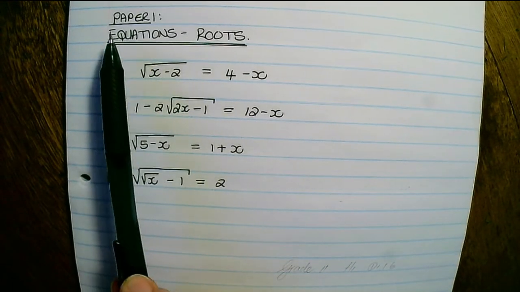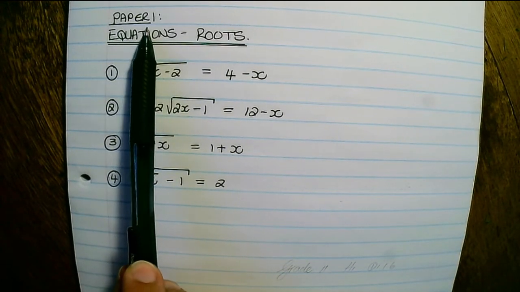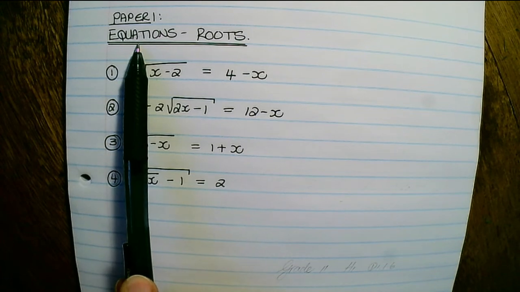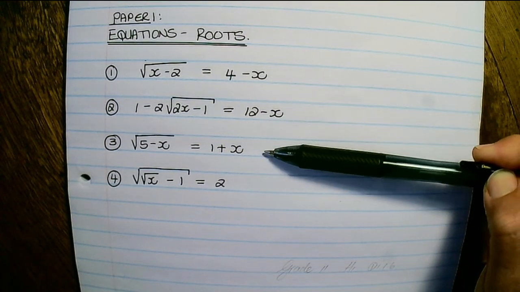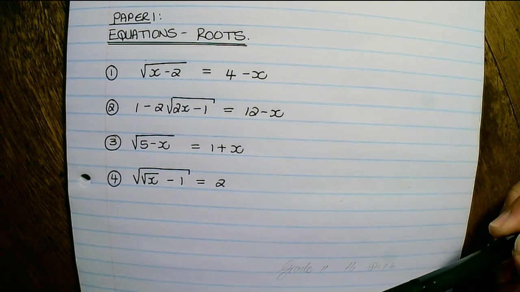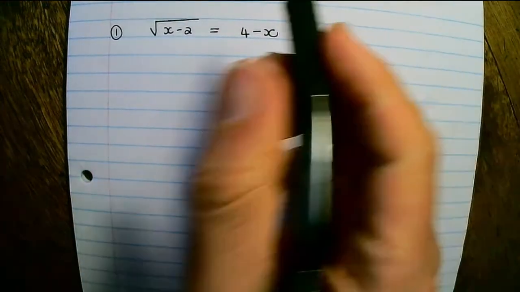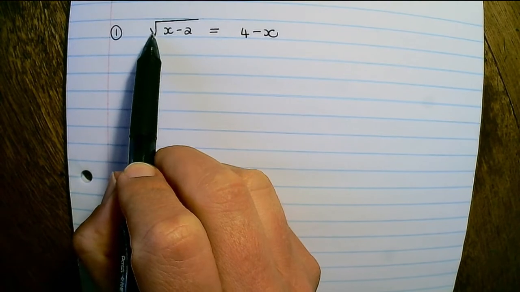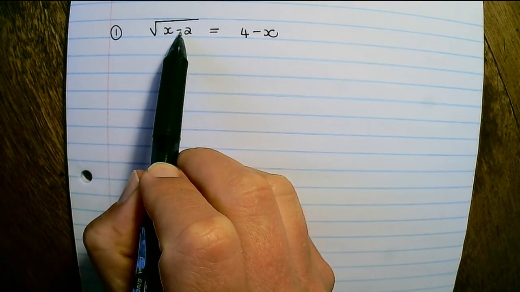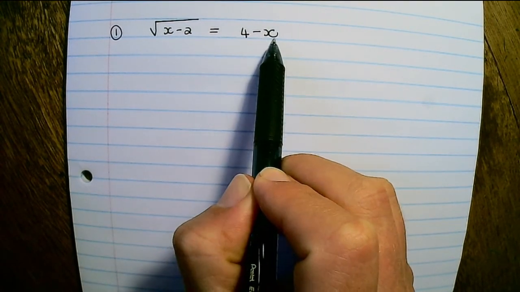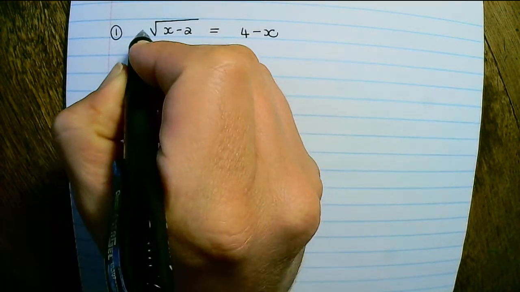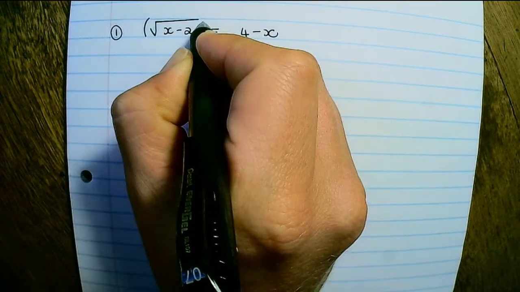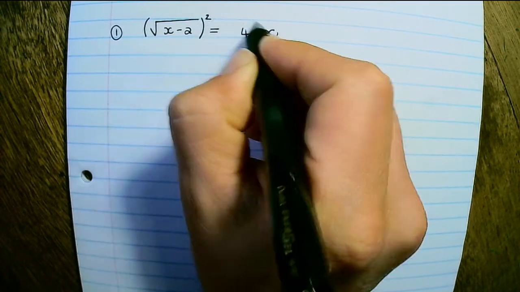Okay, this is our second revision video for paper 1, and we are focusing now on equations with roots. So we are going to solve for x in the following 4 examples. In our first example, we have the square root of x minus 2 on the left and 4 minus x on the right. Now in order to solve x, we need to get rid of the root first, so we square both sides.